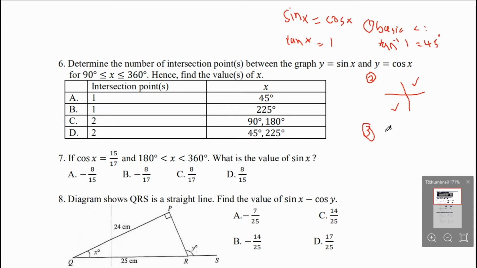Number 3, so the angle x will equal, quadrant 1 will be 45 degree, quadrant 3 will be 180 plus 45. So this equals 45 and 225. But from the question, we are given the range only 90 degree to 360. So this 45 degree is rejected. We can ignore this one. So only 225 degree. Only one intersection point, B.